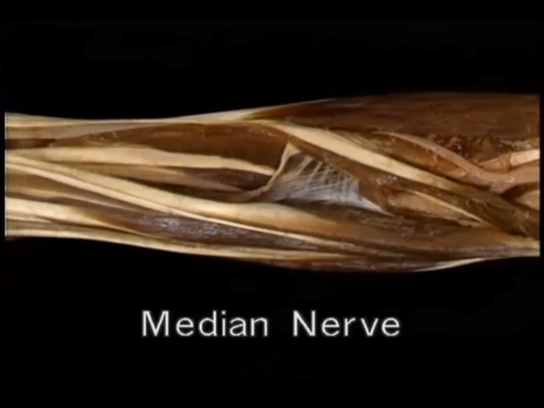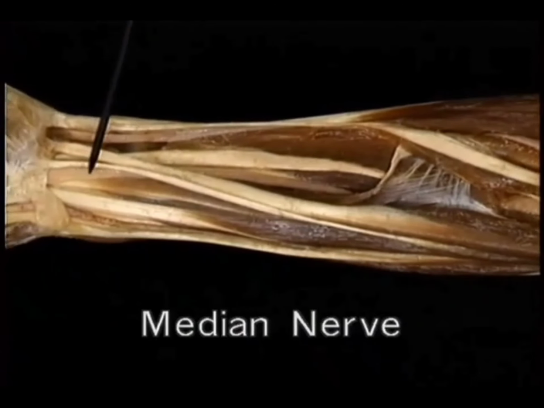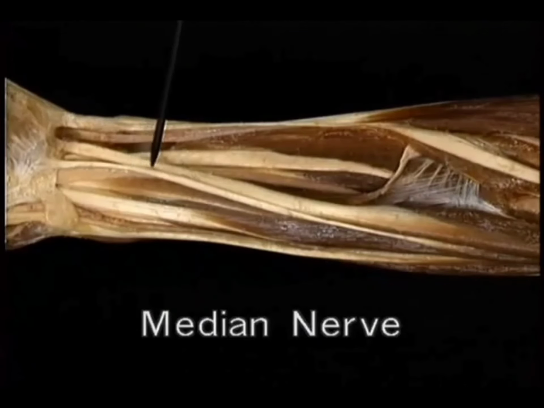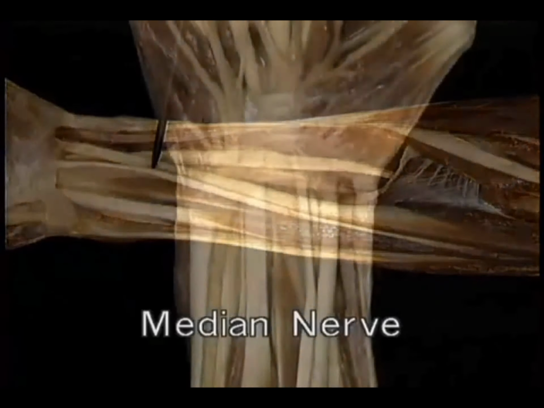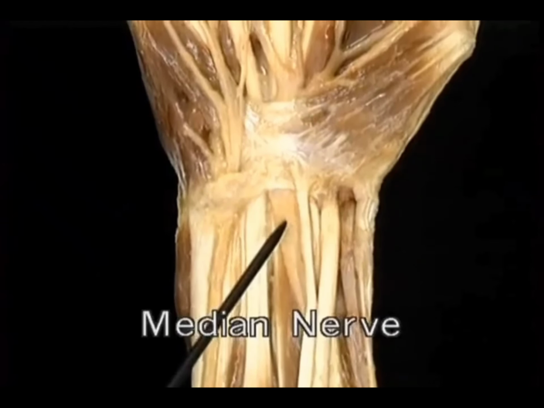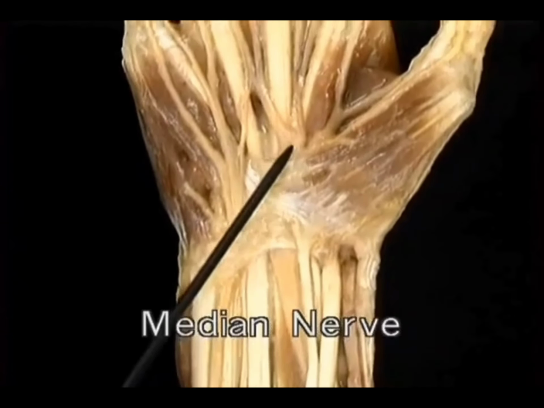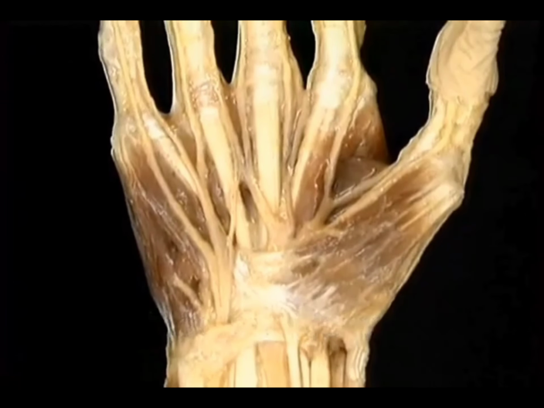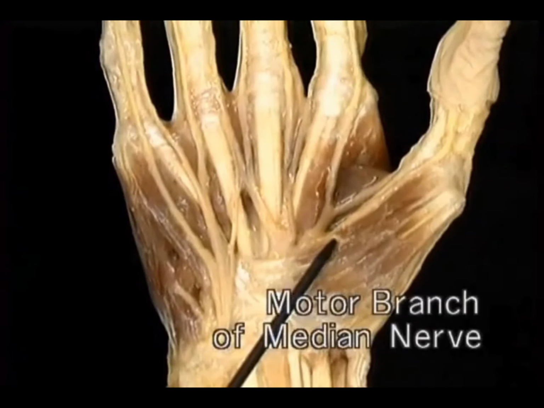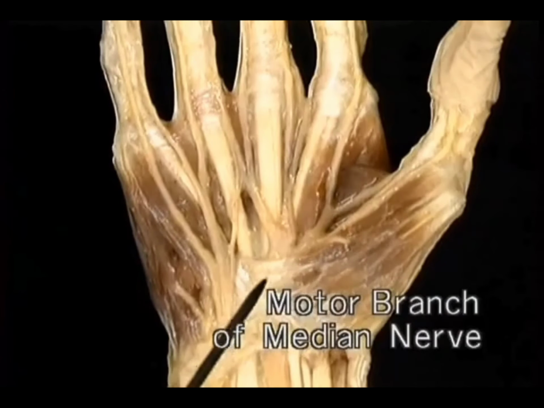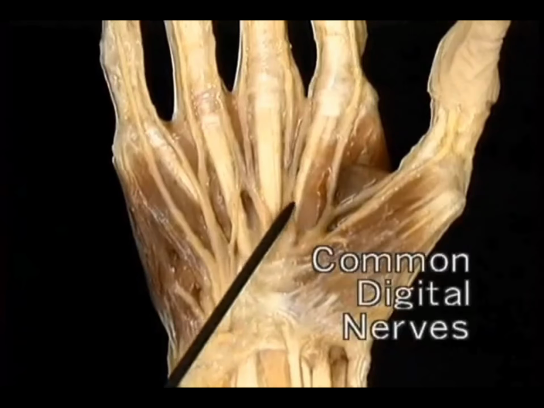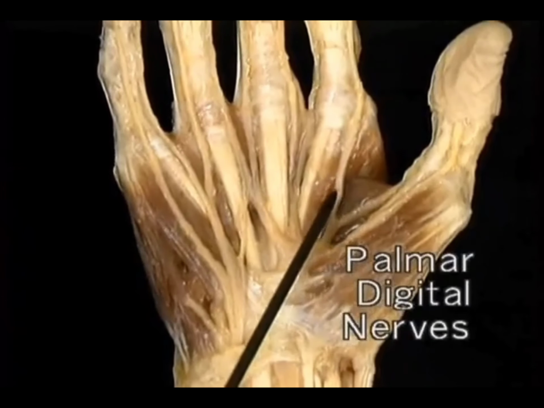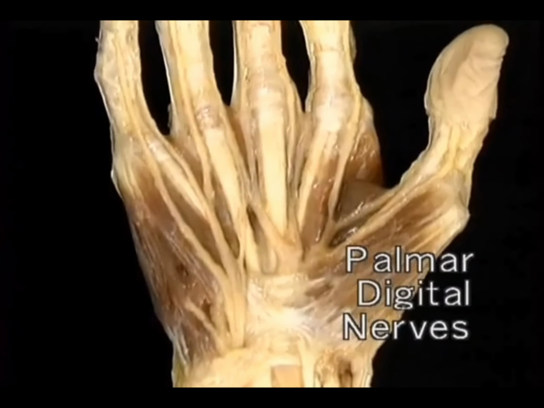It emerges at the wrist to the radial side of the superficialis tendons. It's crossed by the tendons of palmaris longus and flexor carpi radialis. The median nerve passes through the carpal tunnel to reach the hand. It lies just beneath the palmar aponeurosis, which has been removed here. The median nerve gives off this small motor branch to the thenar muscles and then gives off these three common digital nerves.